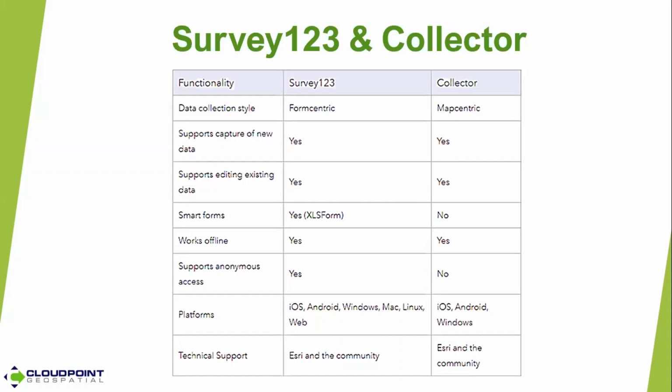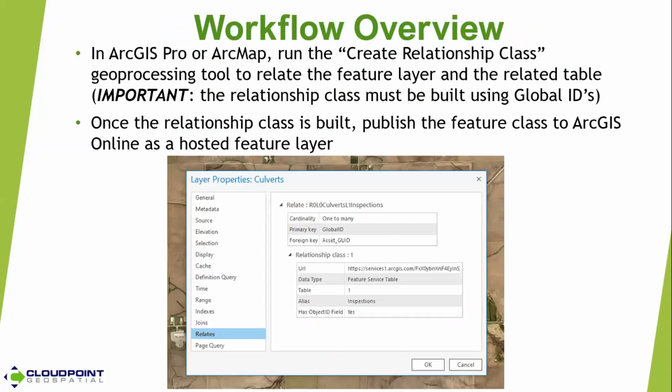So to begin today, we're going to take a look at the workflow overview of taking our survey form that we've built in Survey123 Connect, and putting it into ArcGIS Collector in order for our end users to be able to leverage both Esri solutions. To begin, one of the first things we're going to want to do in ArcGIS Pro or ArcMap, so on the desktop software, is run the Create Relationship Class geoprocessing tool, and we're going to use this to relate our feature layer. In this case, what we're going to be using is our culverts example.